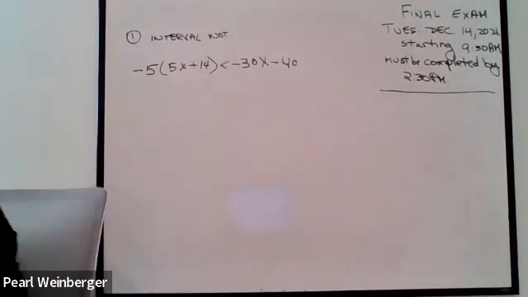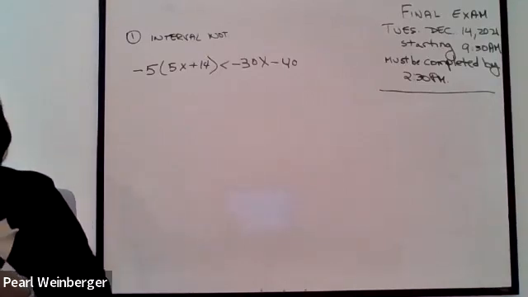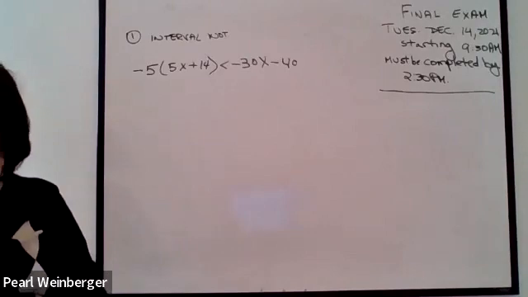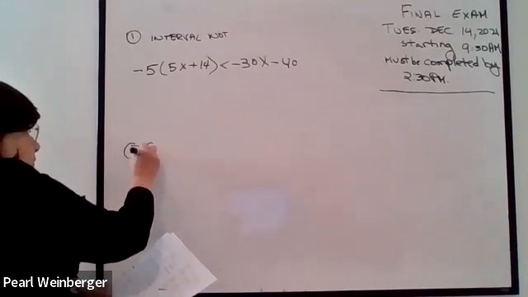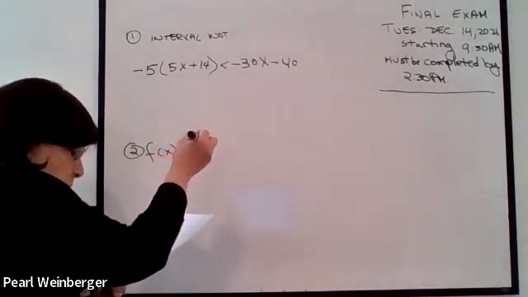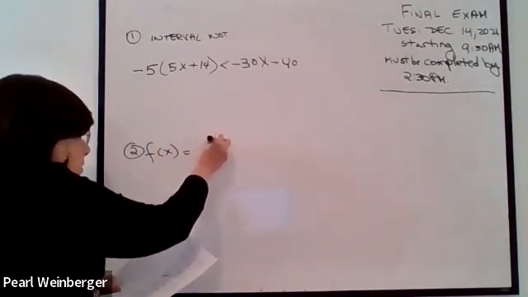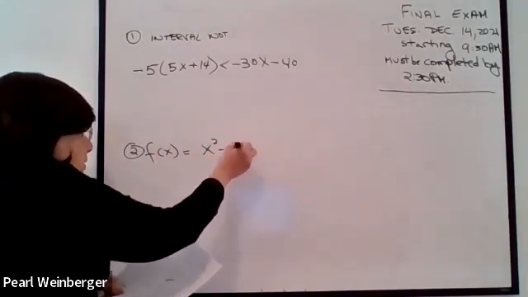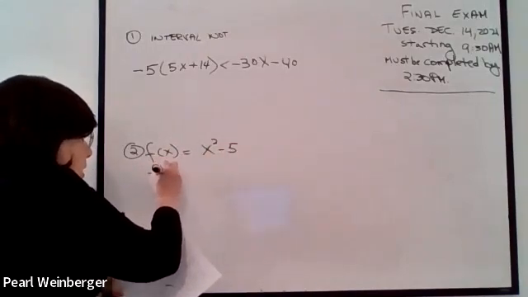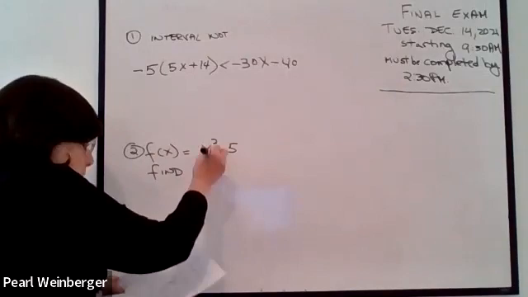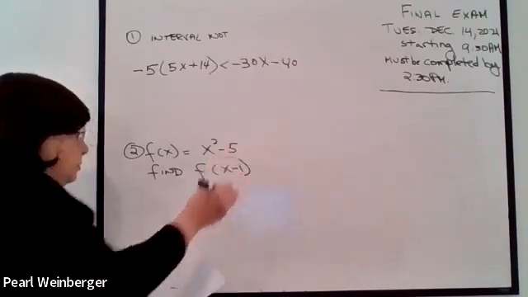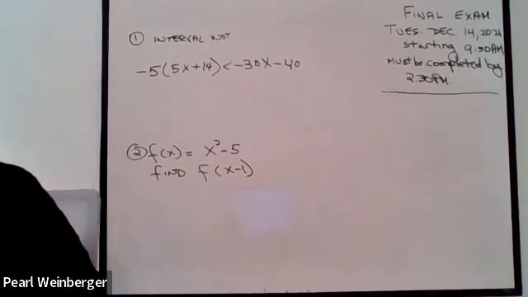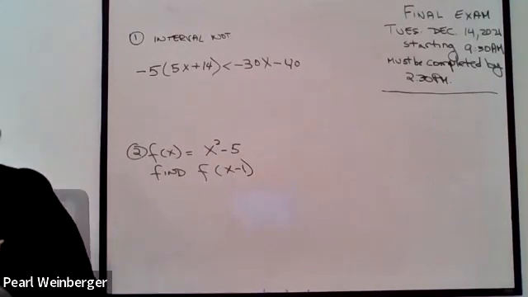And here's another one that I want you to do. Suppose I tell you that f of x is equal to x squared minus 5. See if you can find f of x minus 1 in simplest form. Okay, so I'm going to give you time to try these 2.